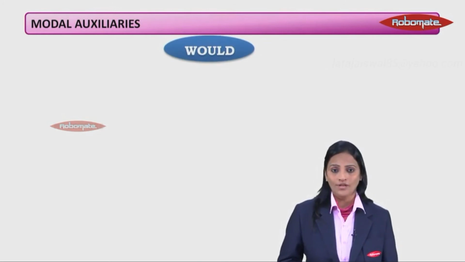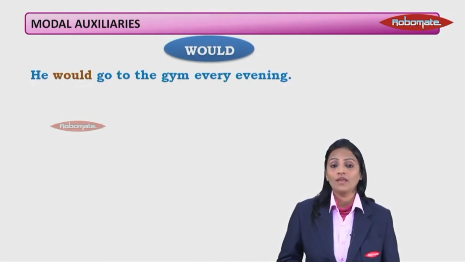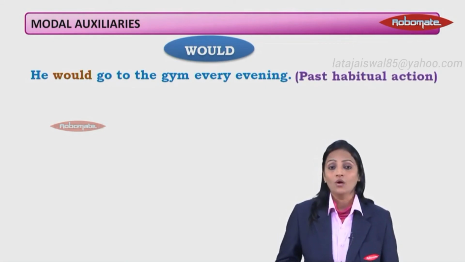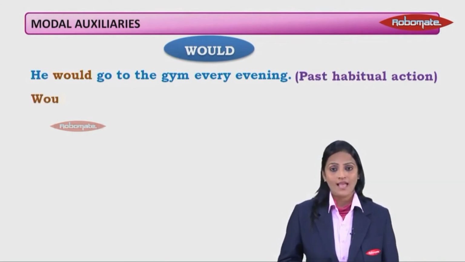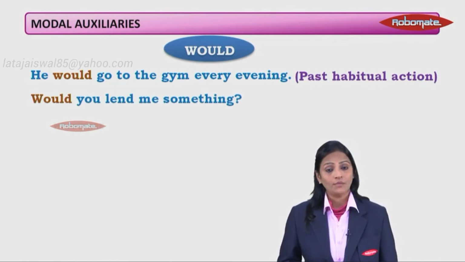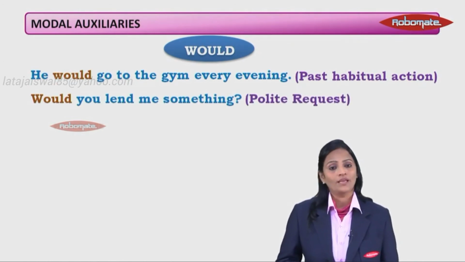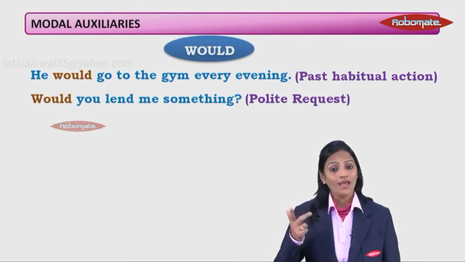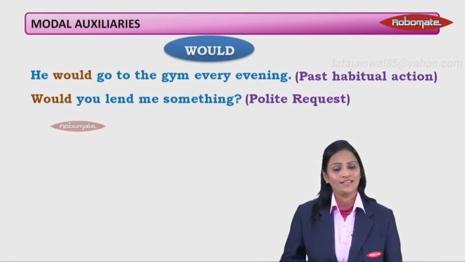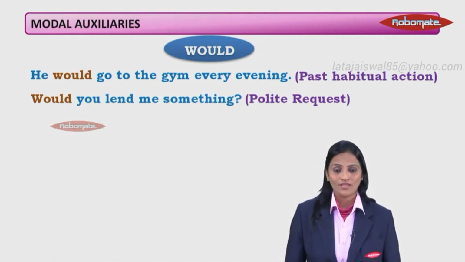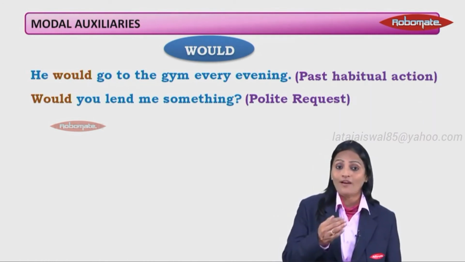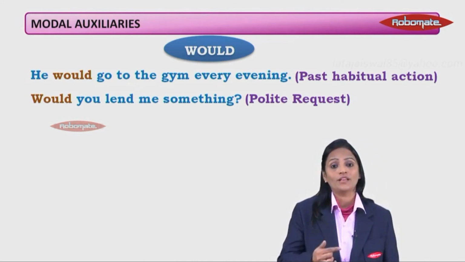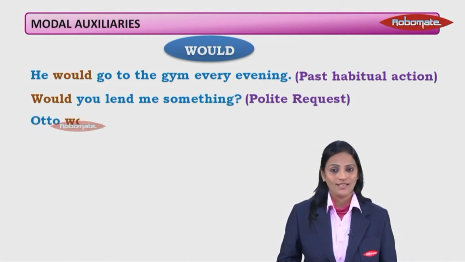Next, we have would. He would go to the gym every evening, which is something that he used to do in the past. So here, we have a past habitual action. Would you lend me something? Now here you are making a request. One more for polite request. So could, would and will. 3 auxiliaries, 1 function, polite request. So just like an auxiliary could have many functions, one function could be expressed by many auxiliaries.